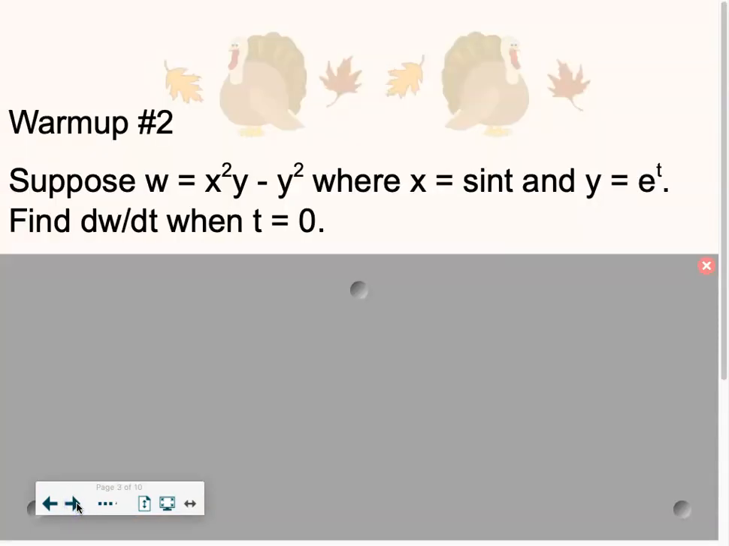So anyway, we're going to do a quick second warm-up. You can just do this on paper, any method you want, so you don't have to know chain rule to do this. So suppose W equals x squared y minus y squared, where x equals sine t and y equals e to the t. Find dw dt when t equals 0. Any method you want. So take a minute, work on it quietly and independently, then feel free to discuss with your group members.